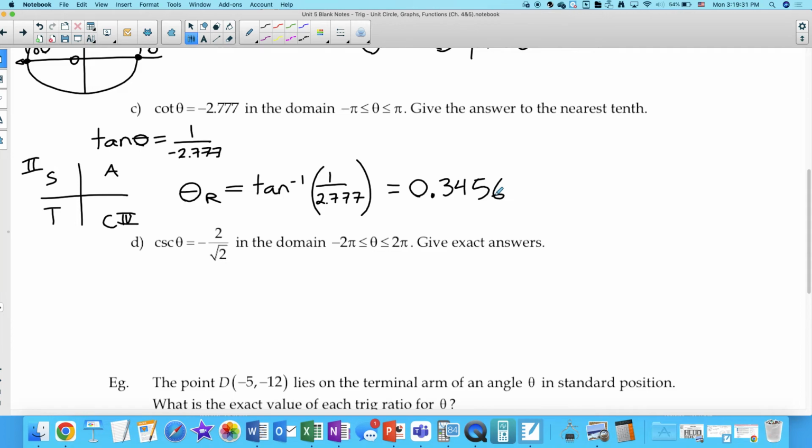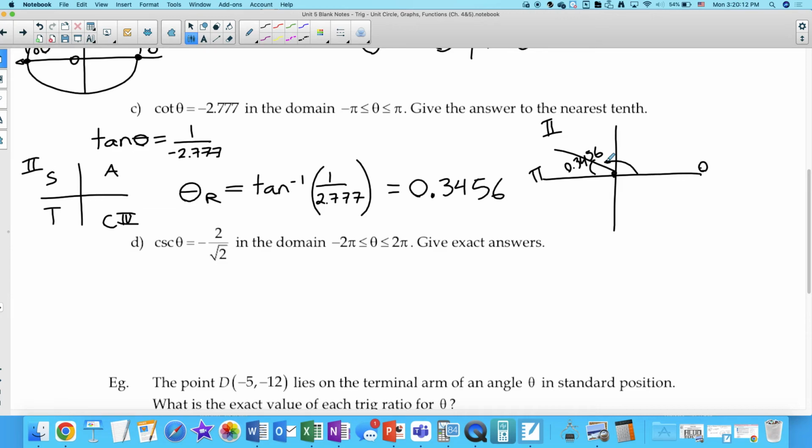So now, what I need to do is say, okay, in quadrant 2, my reference angle is 0.3456. That's my reference angle. Now this is 0, this is pi. How can I figure out this part? The whole thing goes from 0 to pi. That's 3.14. This little chunk is 0.3456. How do I work out what that chunk is?